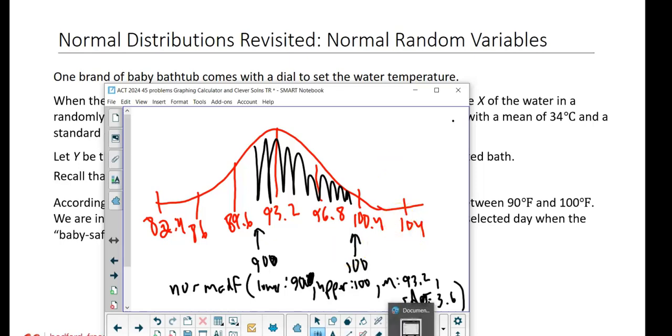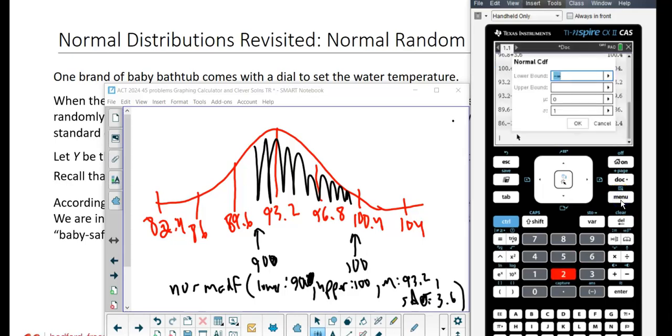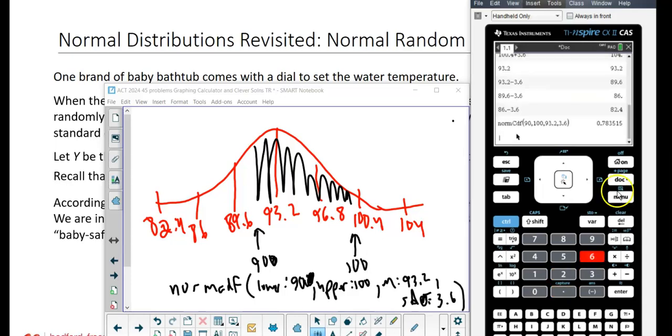You'll do that in your calculator. If you don't remember the syntax for that, it's menu 652. Lower bound is 90. I hit tab 100. Mean, it's definitely good practice to do this. Don't just watch me. And then 3.6. We should get the right answer. 78.35.